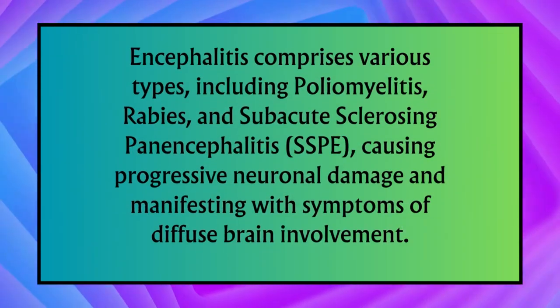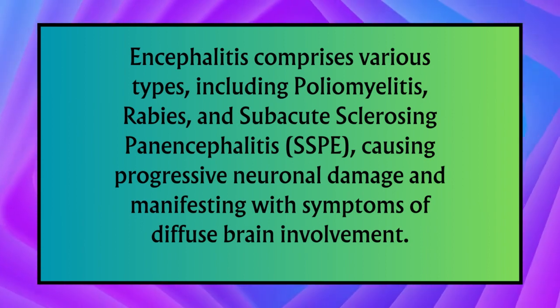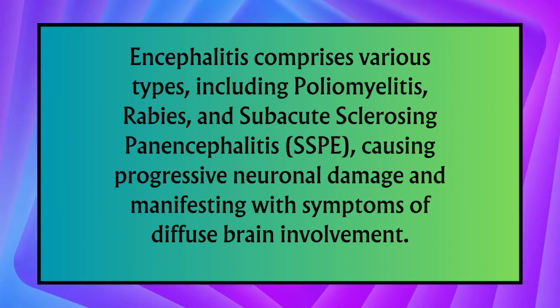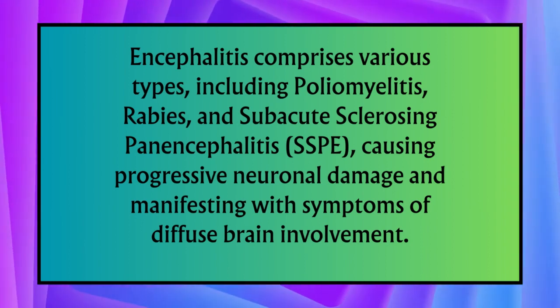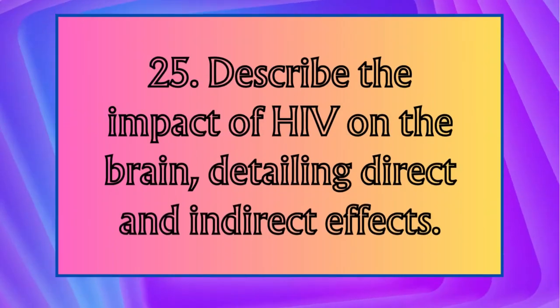24. Explain the different types of encephalitis and their associated clinical symptoms. Encephalitis comprises various types, including poliomyelitis, rabies, and subacute sclerosing panencephalitis, SSPE, causing progressive neuronal damage and manifesting with symptoms of diffuse brain involvement.